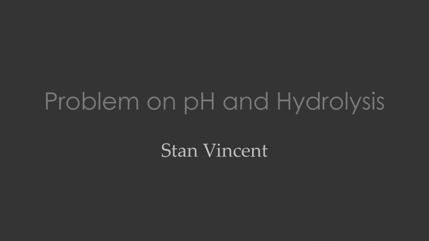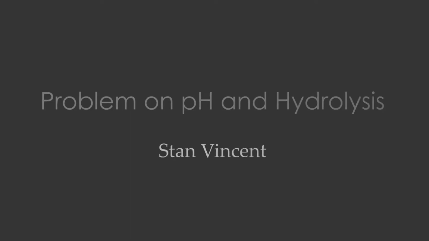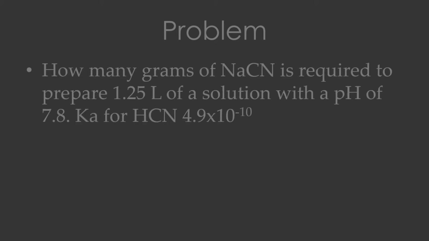Problems on pH and hydrolysis. Here is a problem for you. How many grams of sodium cyanide is required to prepare 1.25 liters of a solution with a pH of 7.8? Ka for HCN is 4.9 × 10^-10.